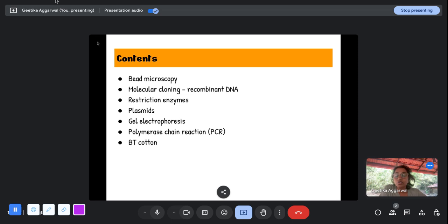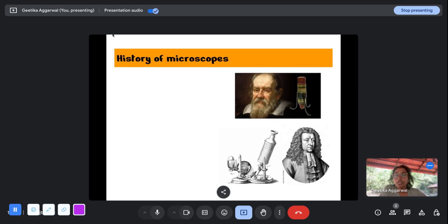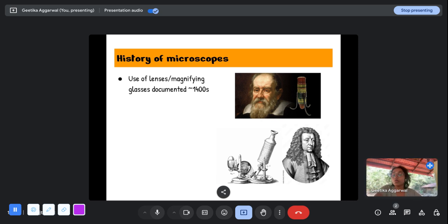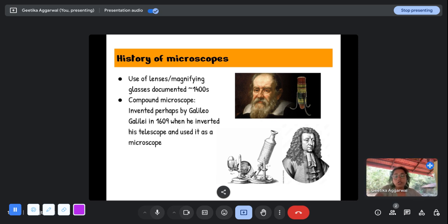Okay, so moving on to the first thing, bead microscopy, let me give you a brief history of microscopes in general. First of all, humans started using lenses or magnifying glasses, and the first documented use comes from around the 1400s to look at some small objects. The compound microscope, which has two separate lenses, the objective and the eyepiece, was probably invented by Galileo Galilei, who you might know for his invention of the telescope.